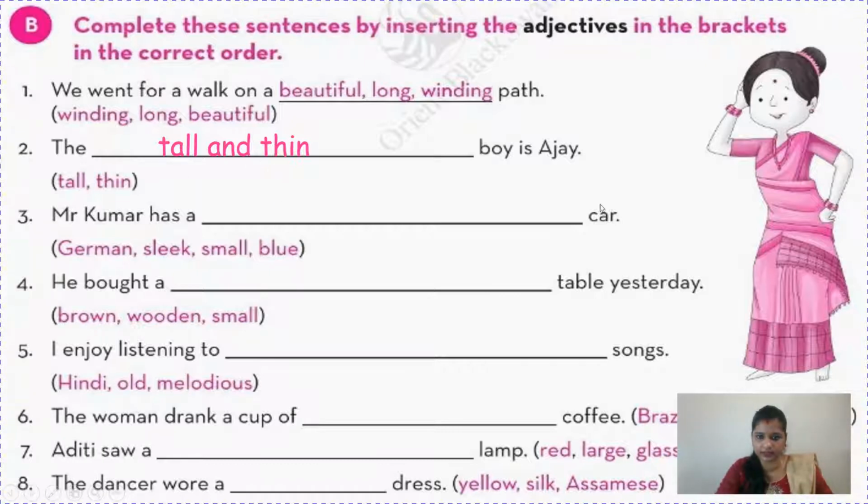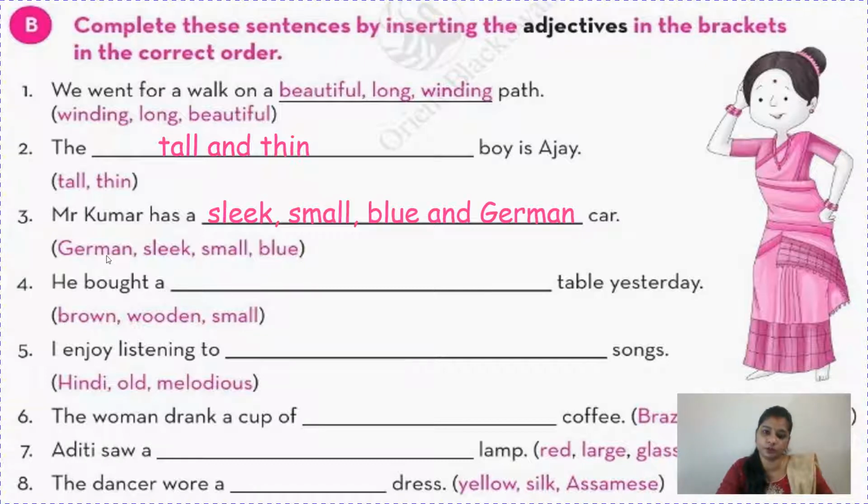Now Mr. Kumar has a dash car. So options are German, sleek, small, blue. So German will go at last because it is talking about nationality. Now color is second last. So blue, German. And now sleek means you can say glossy also. So it is giving opinion. So opinion is first, here we will write first sleek, then size is small. So as we can see in the book, in the table, first we will write opinion, size, color and nationality. So according to this, we will write sleek, small, blue and German car.